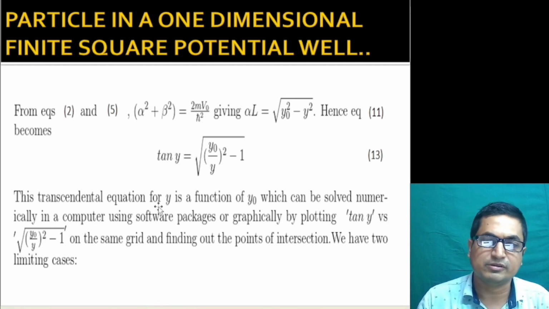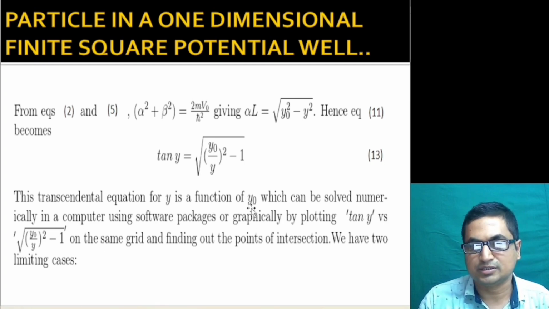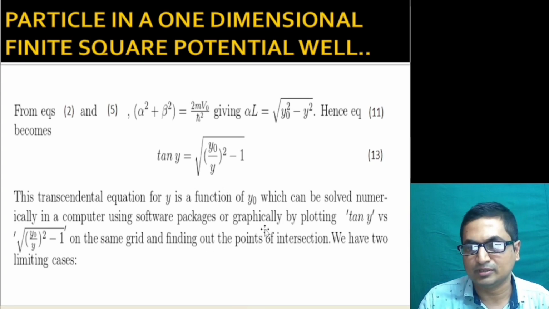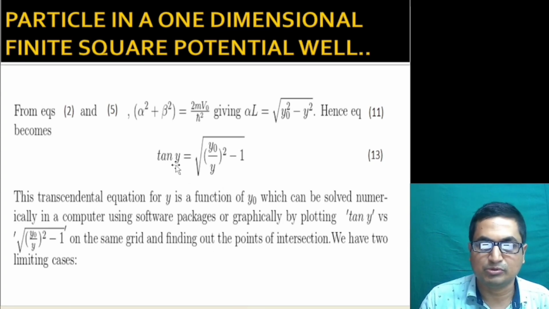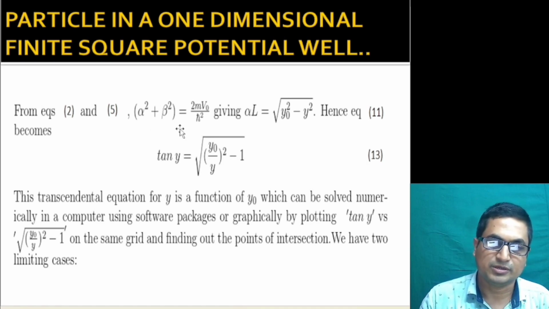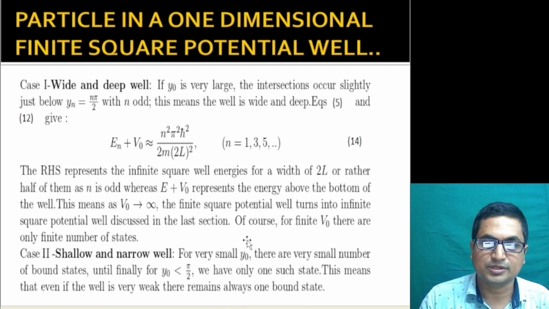This is a transcendental equation where y is a function of y naught, and a numerical solution is always necessary for this kind of equation, or some kind of graphical plotting. By plotting tan y versus this particular quantity, we can find the points of intersection, and from those we can define different quantities which give us energies in terms of alpha and beta. So we will consider two limiting cases.